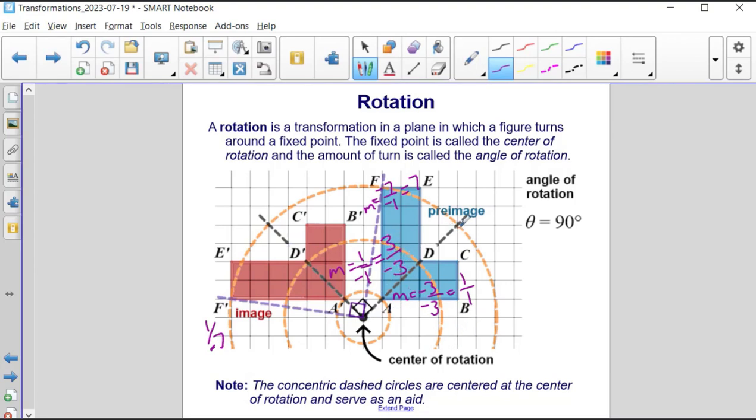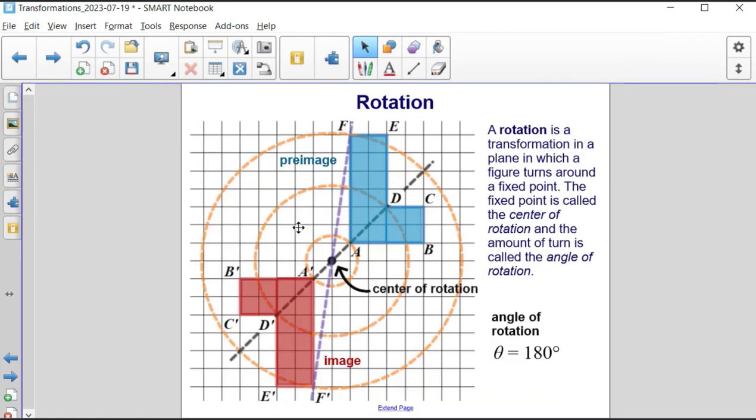So a way to get from each point to the center of rotation is to think about slope with rise and run, and then do the opposite reciprocal of that to get to the new point for your image. You could also use concentric dashed circles that are centered at the center of rotation to serve as an aid.